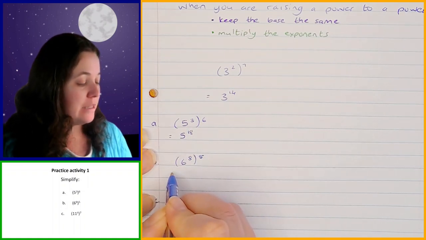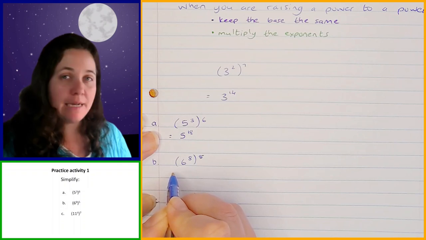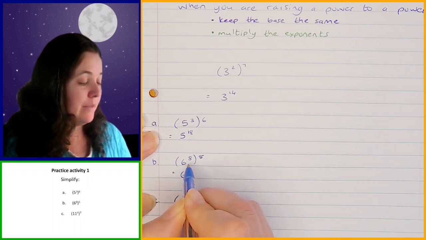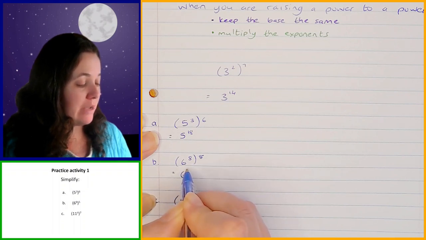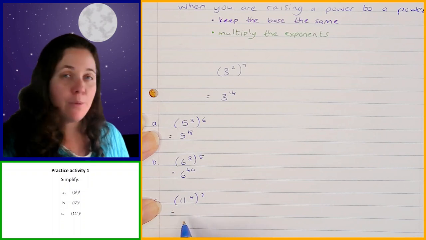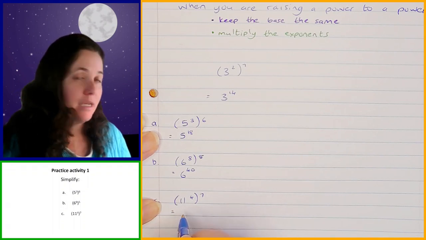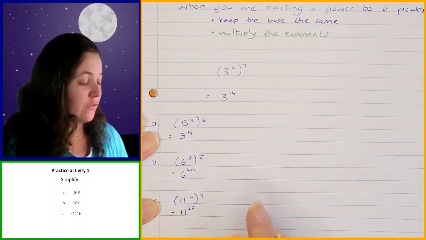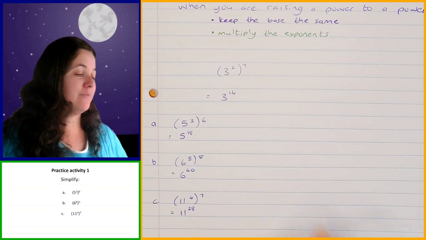Then we've got 6 to the power of 8 in brackets to the power of 5. That gives us 6, the base stays the same, and we multiply the exponents. 8 times 5 is 40. And then the last one, 11 to the power of 4 in brackets to the power of 7. Again, the 11 is the base and it stays the same. And then 4 multiplied by 7 is 28. So you should have got for that one 11 to the power of 28.